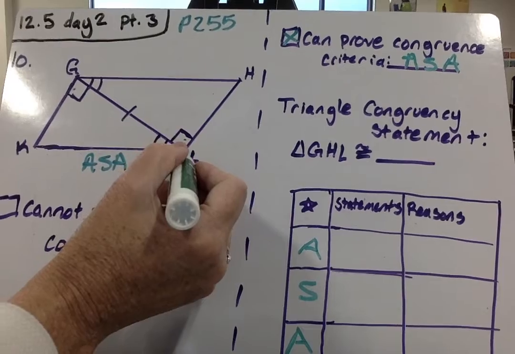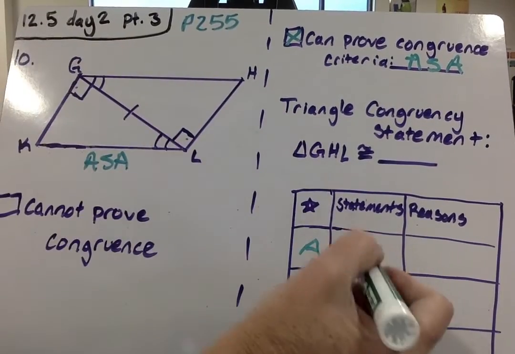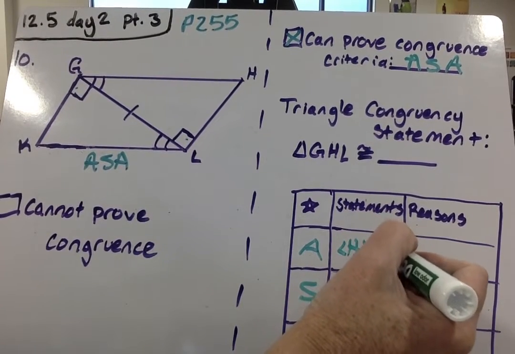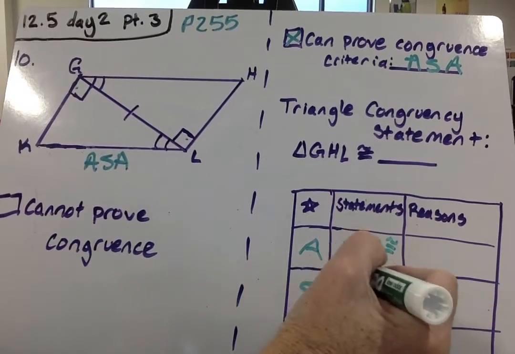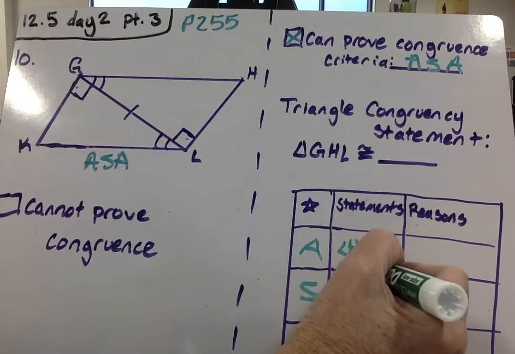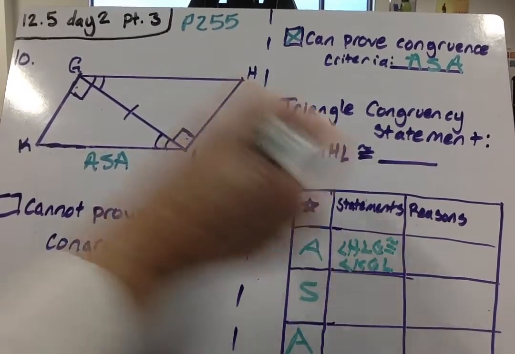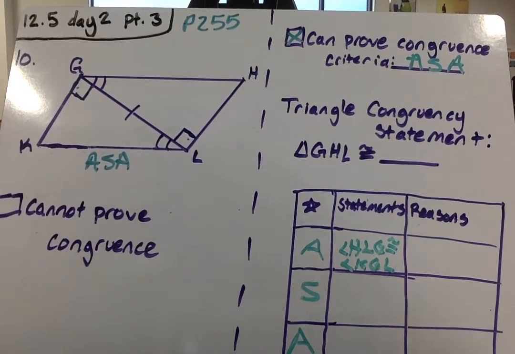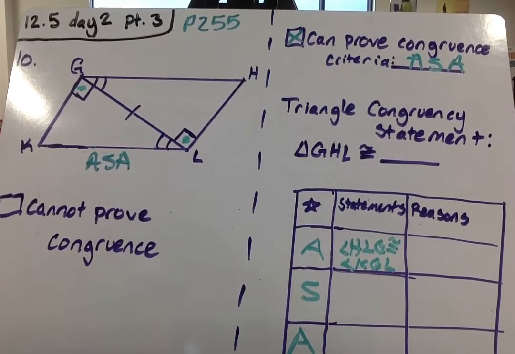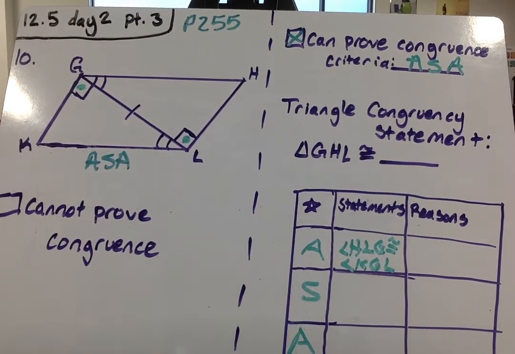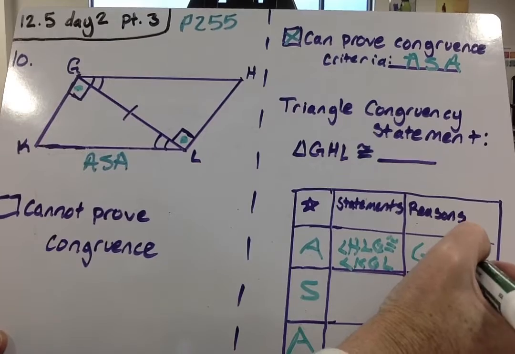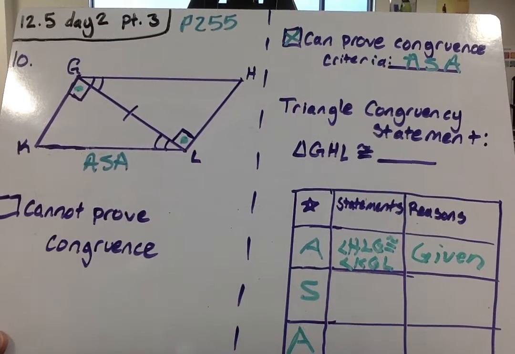Okay, so our first angle, we want to say HLG is congruent to angle KGL. And again, you follow along on the lines there, and you know that we're talking about this one here and that one there. Why do we know that they're congruent? Because it is given. Okay, so those angles are congruent because it's given.